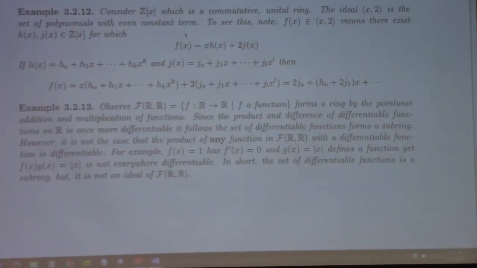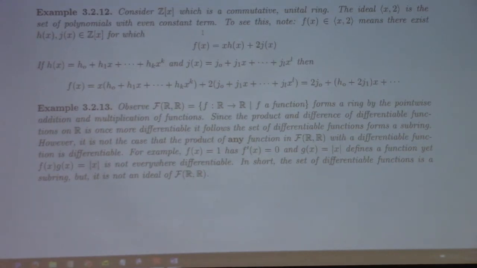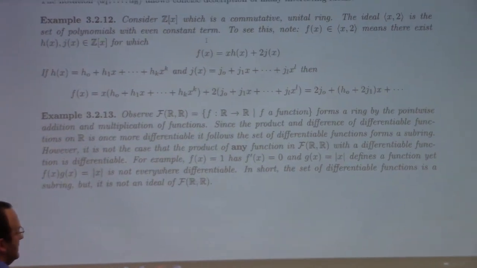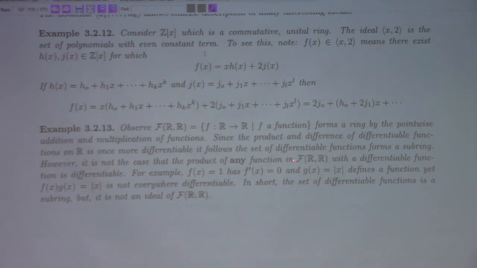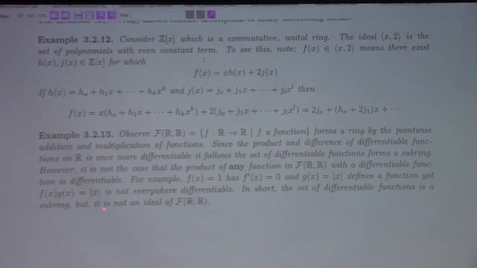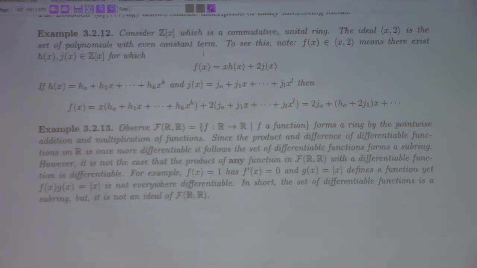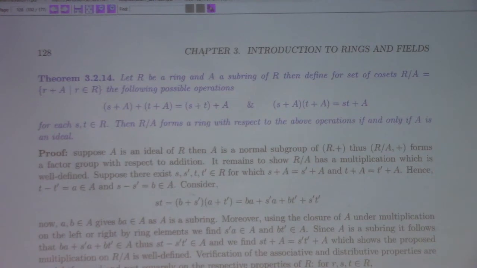All right, so we just got to example 12 in my notes. My next example is just functions. If we look at the product and difference of differentiable functions, it's once more differentiable. It's not the case that the product of any function in all functions from R to R is differentiable, because g(x) = |x| defines a function, and yet this times that is not everywhere differentiable. The set of differentiable functions is a subring, but not an ideal. This is the main point.